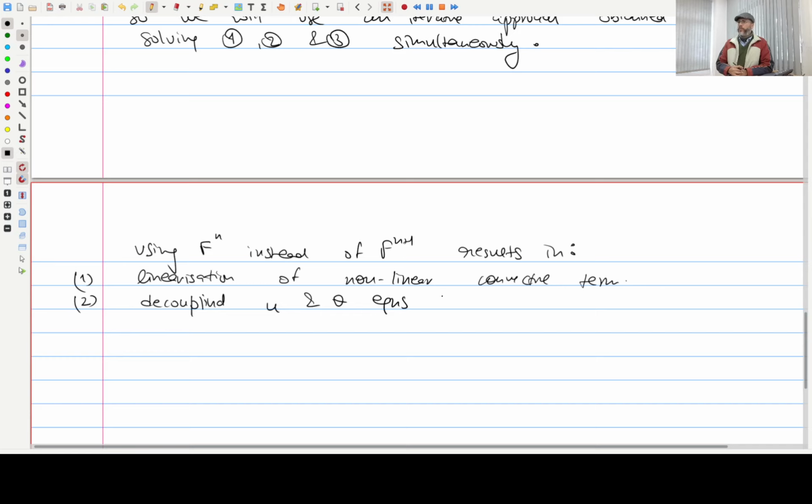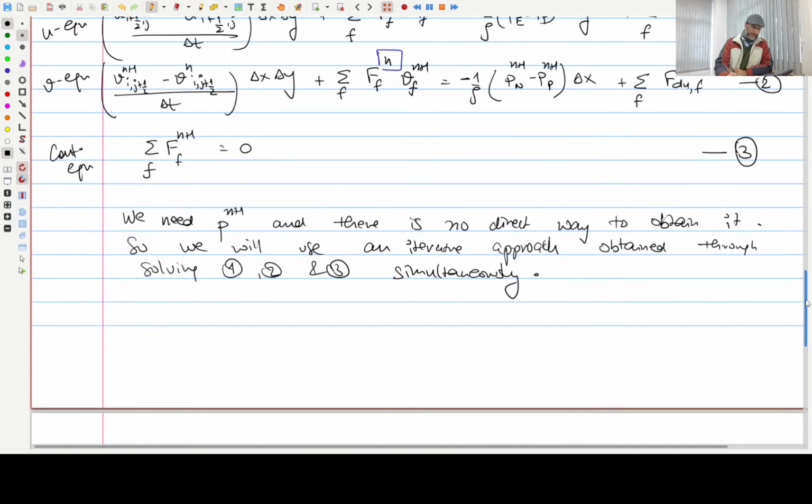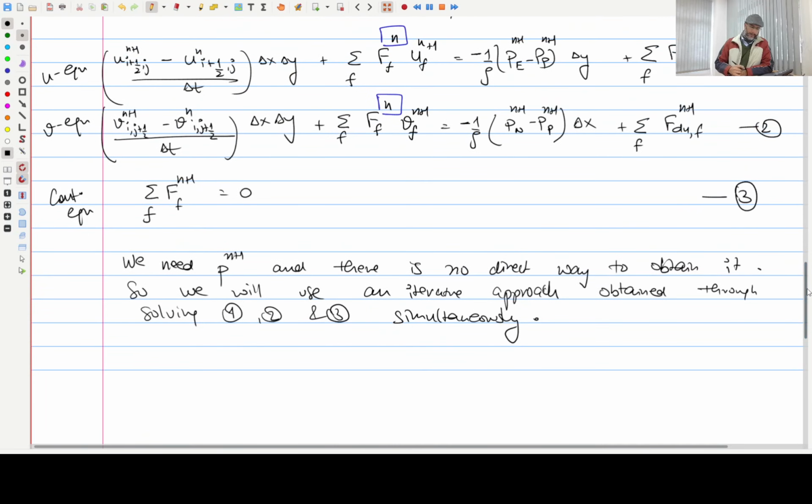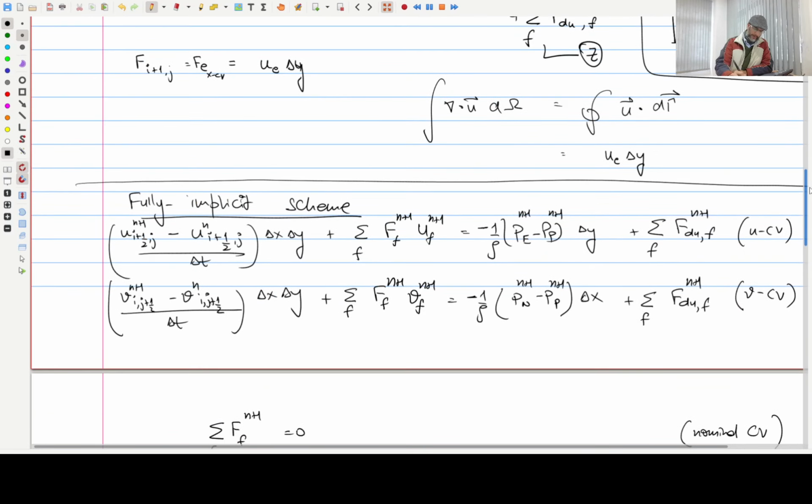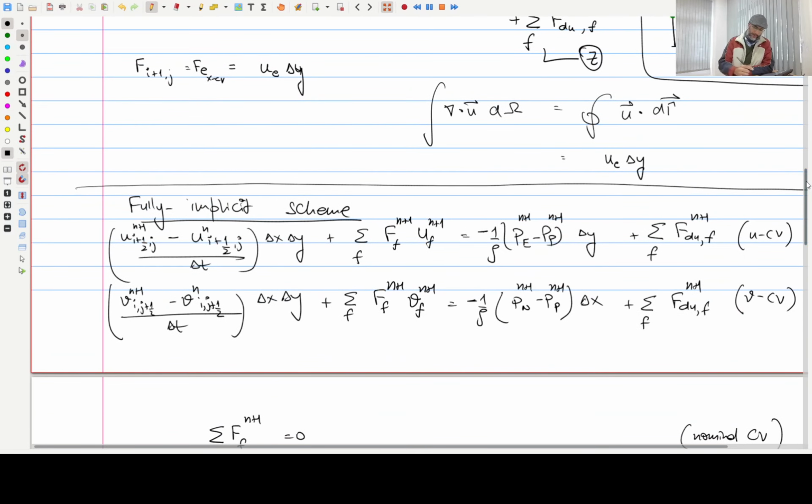Next, it helps us to decouple the U and V equations. So let's look at the equations again, at the form that we had earlier, the fully implicit one. Here we have these flux terms. If you expand the flux term in the x momentum equation on the northern face, the northern face flux is going to be V on the northern face at the n plus 1th time, because here everything is at the n plus 1th time.